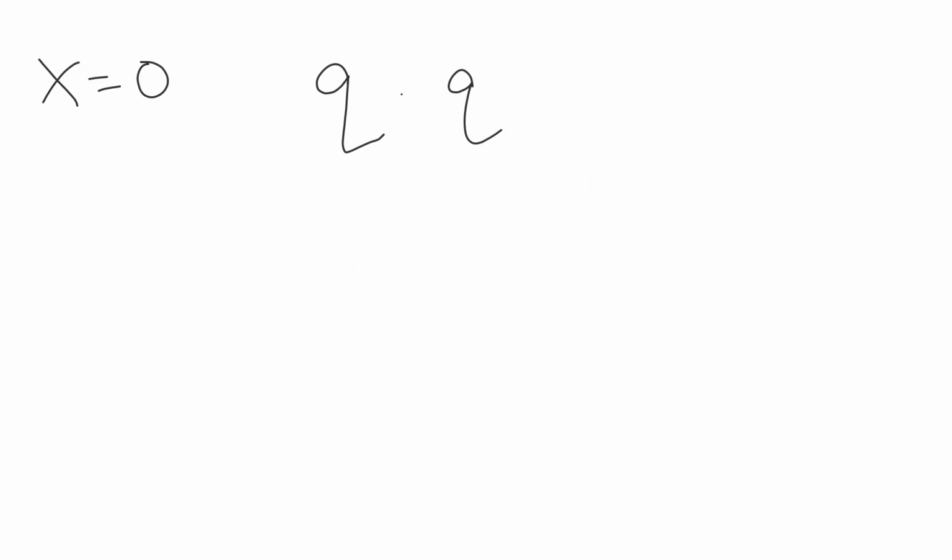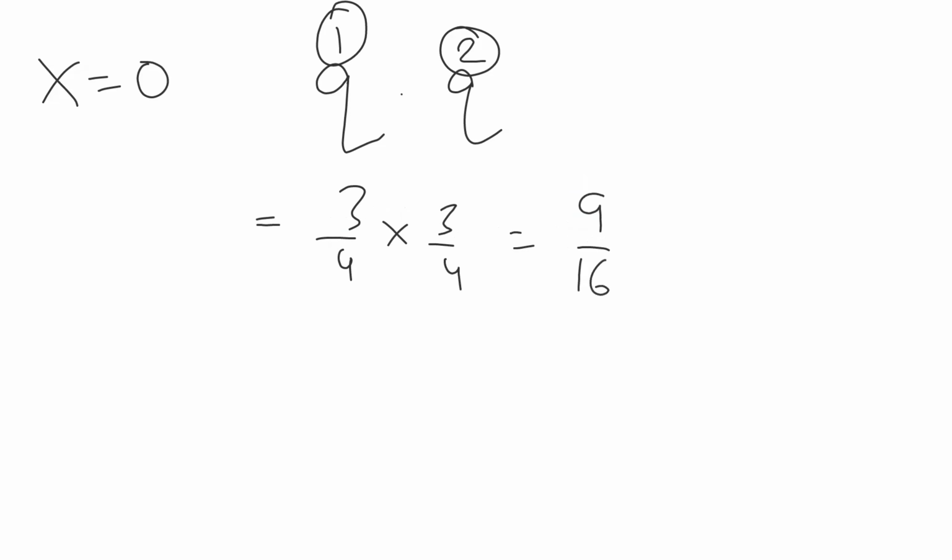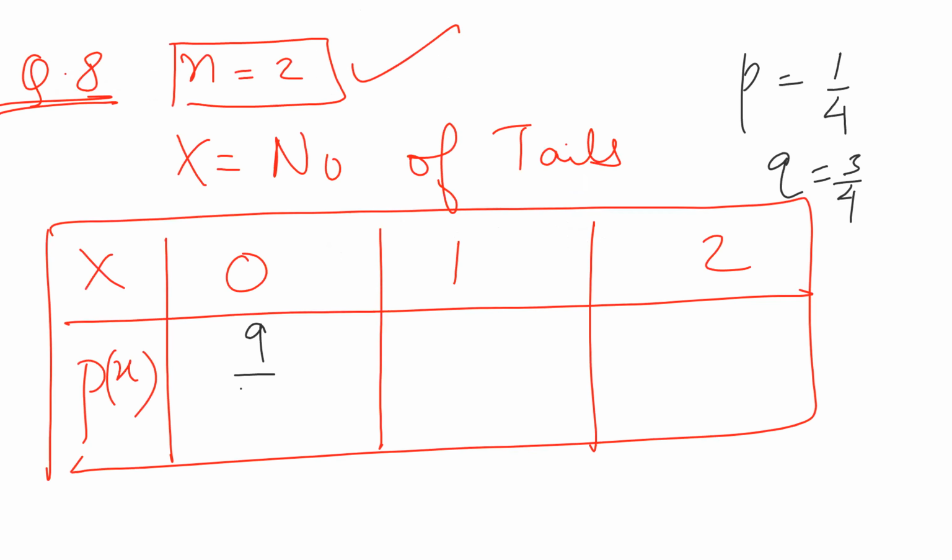0 number of times we are supposed to get tails. So the first time a tail will not come, and the second time also a tail should not come. So the first time non-tail is heads, so it's Q. The second time also it should be heads, so it is Q. So that is equal to 3 by 4 into 3 by 4, which is 9 by 16. We have calculated the values of P and Q, so this is 9 by 16.